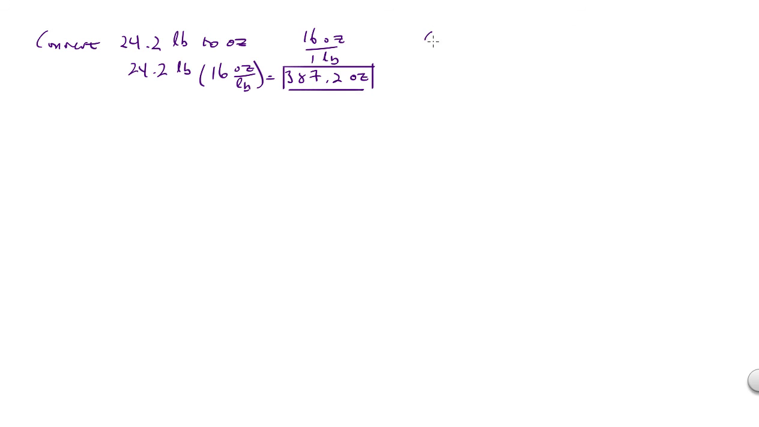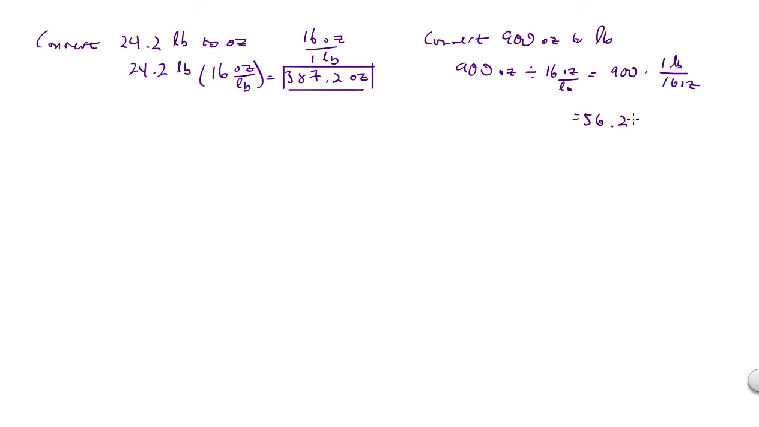If we're going the other direction, convert 900 ounces to pounds. The conversion rate is still the same, and since you know the number should get smaller, you'll know to divide by 16. 900 ounces divided by 16 ounces per pound, which, by the way, if we converted this to multiplication, would be 900 times 1 pound per 16 ounces, is 56.25 pounds, which is indeed smaller than 900.